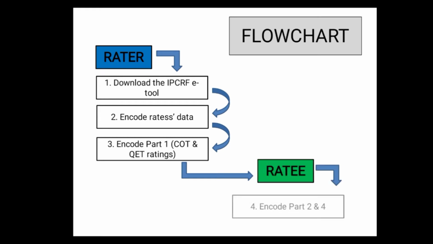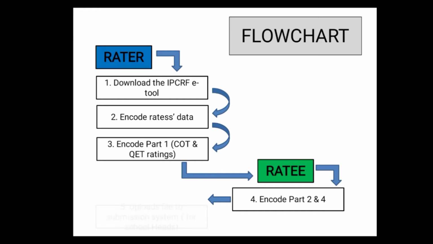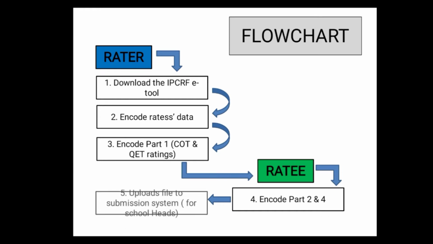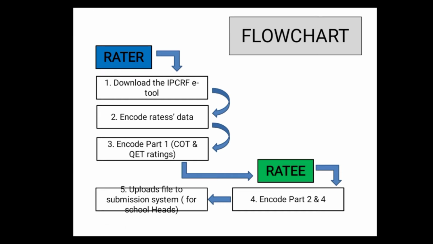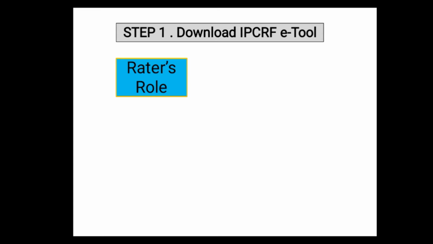Number 1 is download the IPCRF e-tool. Number 2 is encode ratees data. Number 3, encode part 1, which contains COT and QAT ratings. And after doing that, the rater will pass the file to the ratee to encode or accomplish part 2 and part 4. Upon accomplishing this, the ratee will pass the file again to the rater, wherein the rater will pass this to the person who is authorized to do the submission process.